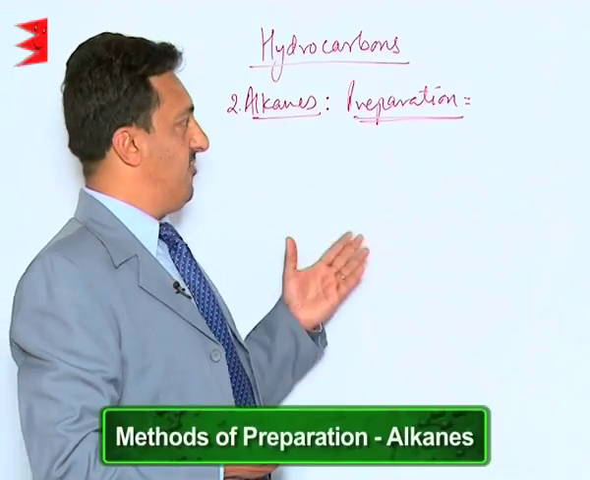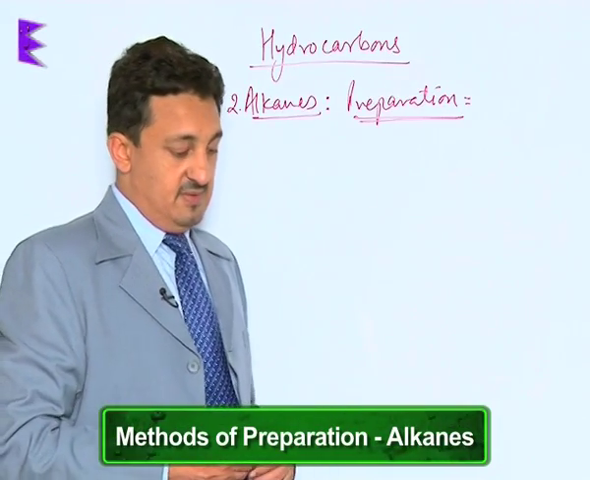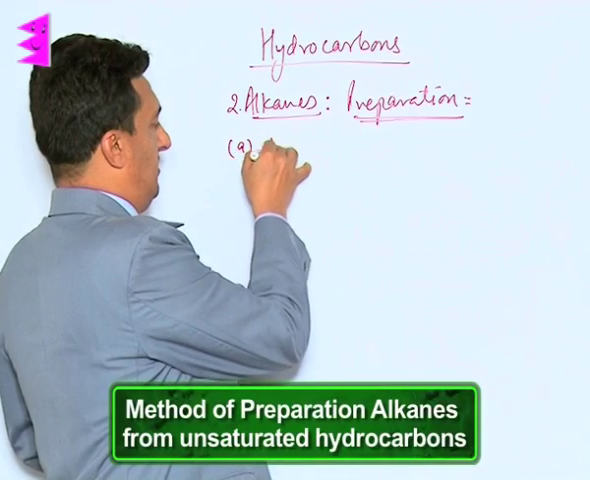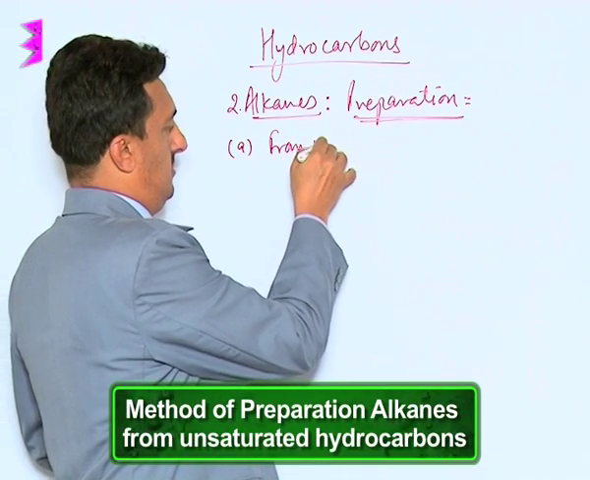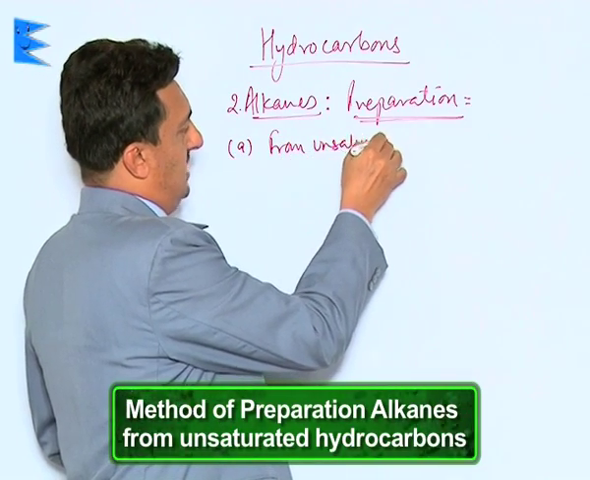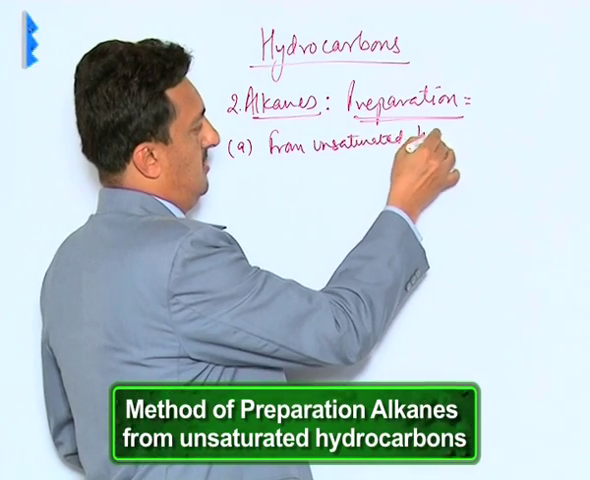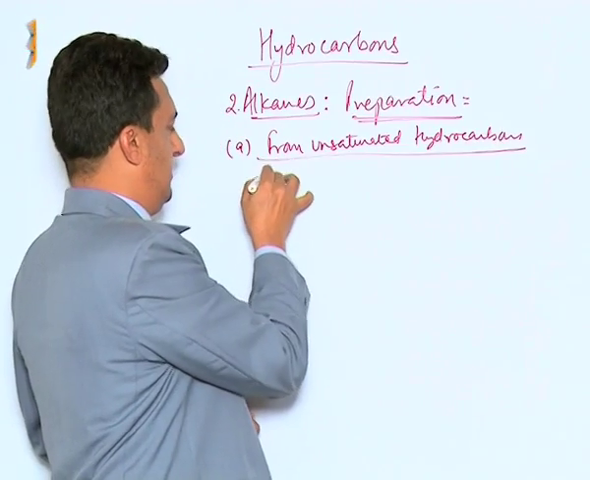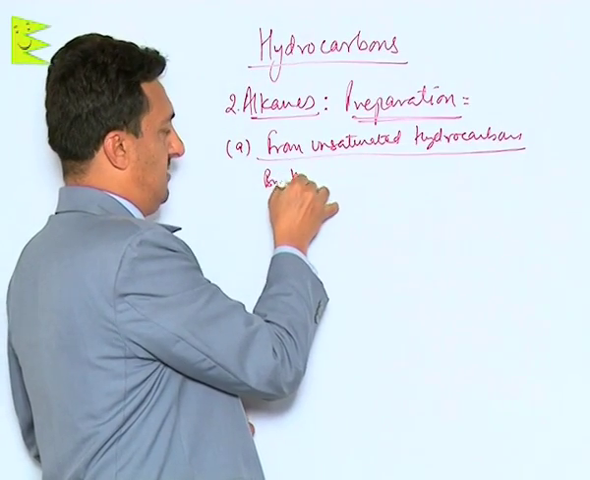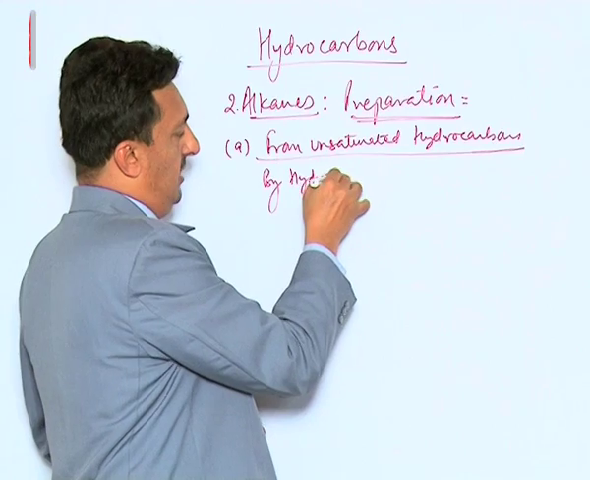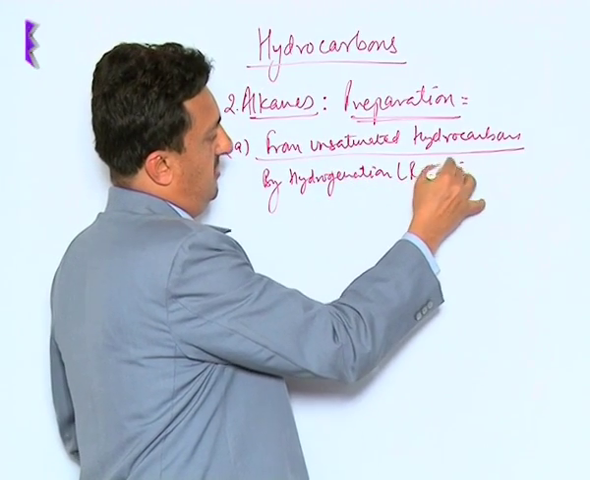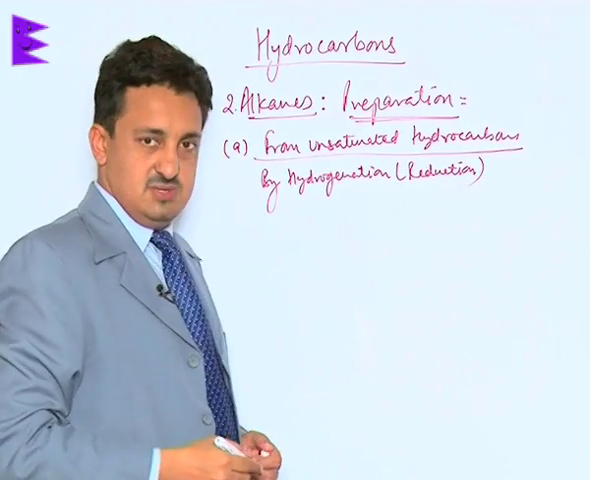Now let us see the preparation methods of alkanes. The first is from unsaturated hydrocarbons. This is done by hydrogenation, which is a sort of a reduction process.